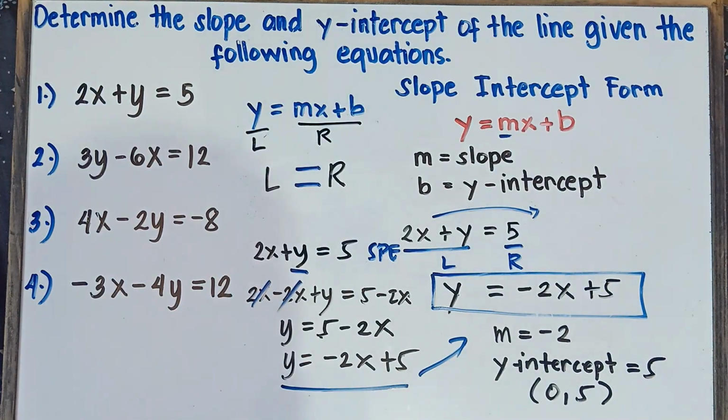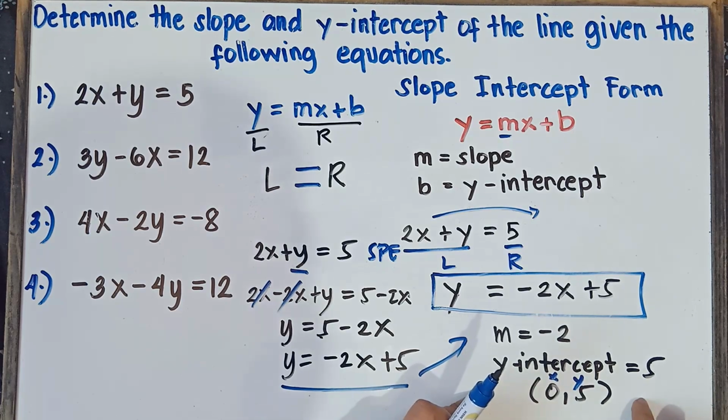Let x equal 0. So your x is 0 and your y is positive 5. This will be the ordered pair, class, of the y-intercept. Once again, let x equal 0. So x is equal to 0 and y is positive 5. That's the ordered pair of the y-intercept.